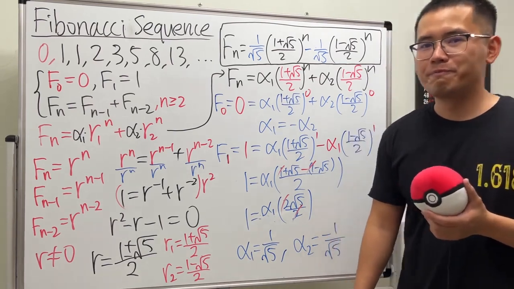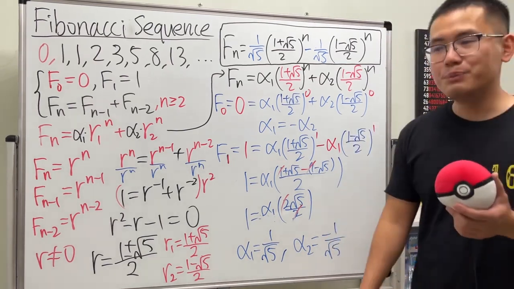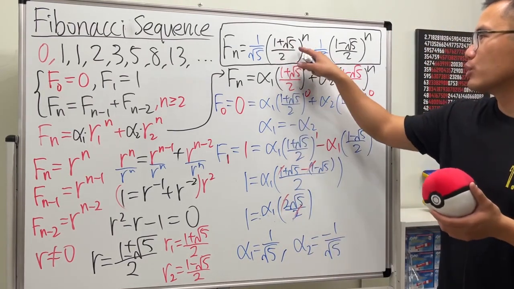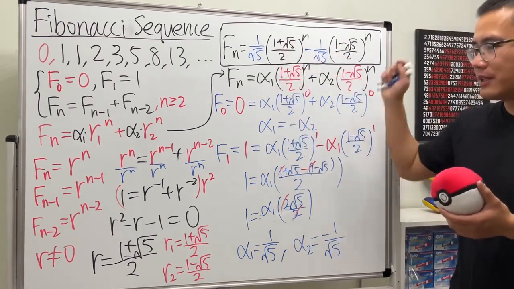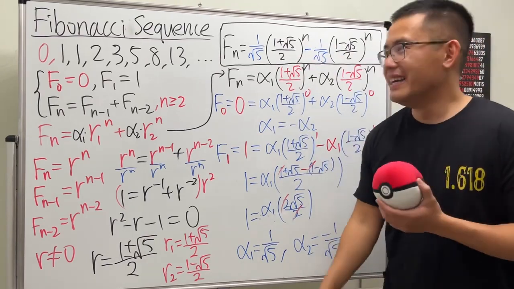Do you really think so? It's true, but how do we compute 1 plus square root of 5 over 2 to the 100th power and do all the computation? I'm going to leave that to you guys, and maybe you guys can tell me what the 100th term is.